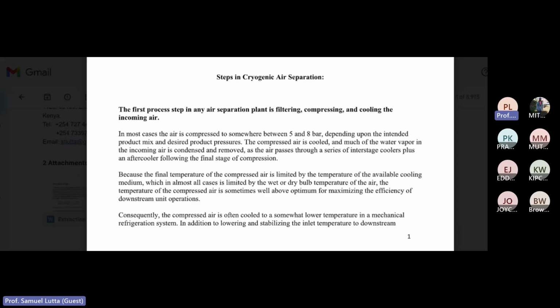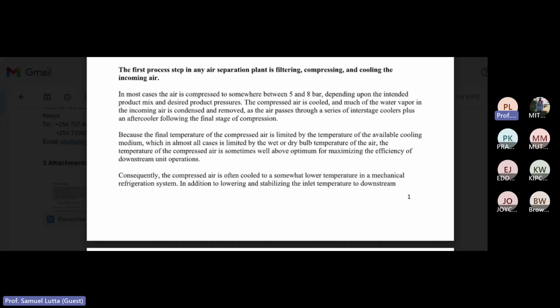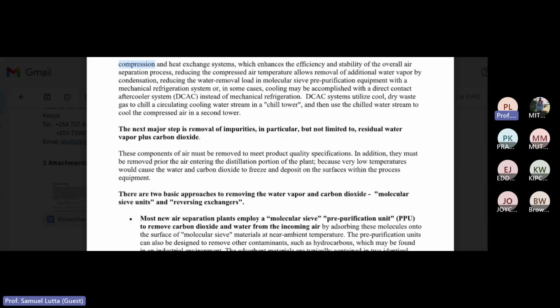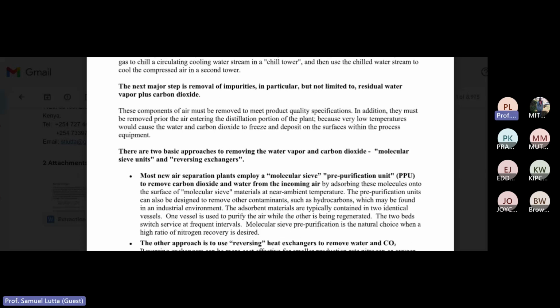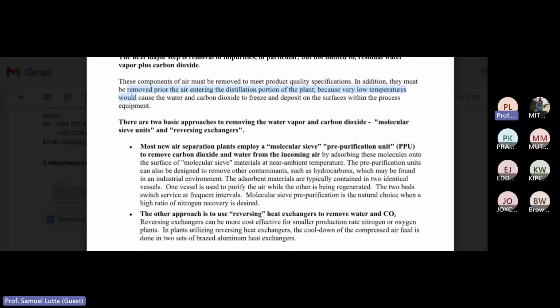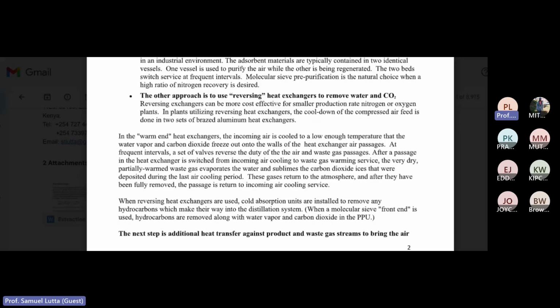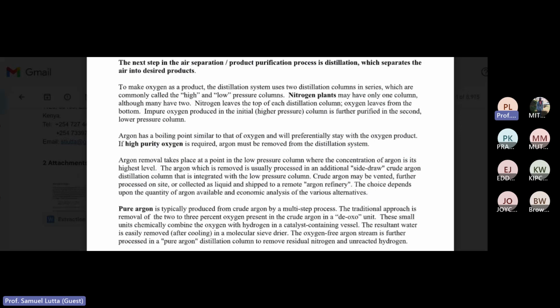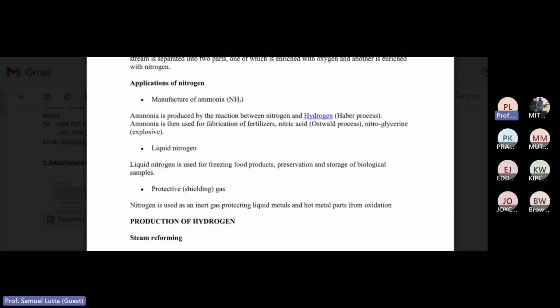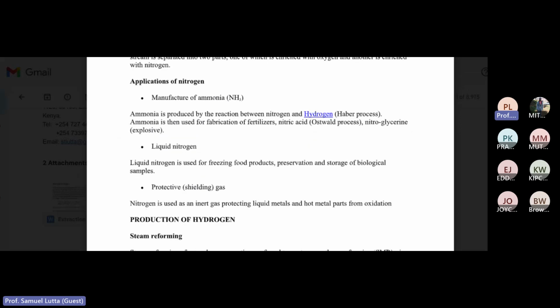But before you do that, again, you have to clean the gas by removing things like water and carbon dioxide. How do we remove carbon dioxide? We remove carbon dioxide by passing the gas through sodium hydroxide, which will absorb the carbon dioxide. Or sometimes you can use what we call molecular sieves, which are able to separate some molecules and leave others. After you have done that, you'll just do fractional distillation and then you get the product.